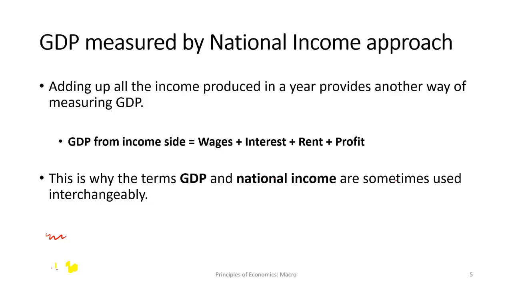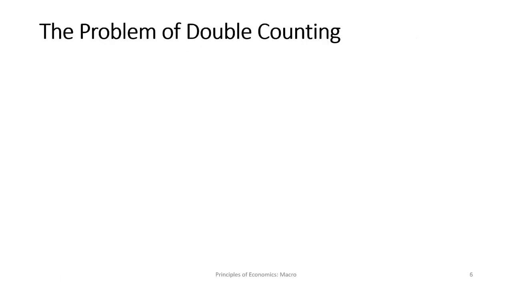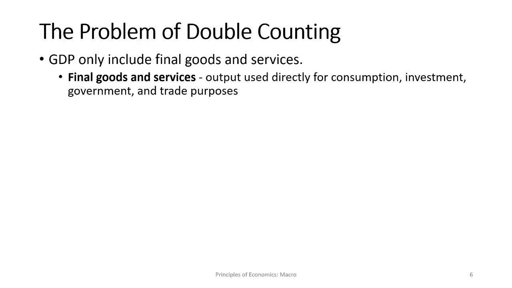Now, we just got done with 3 ways of measuring GDP. Now I'm going to focus on a few of the issues with measuring GDP. The first problem is the problem of double counting. Remember, the definition of GDP is the value of final goods and services produced in a country in a given year. GDP only includes final goods and services. And what are final goods and services? These are output used directly for consumption, investment, government, and trade purposes.